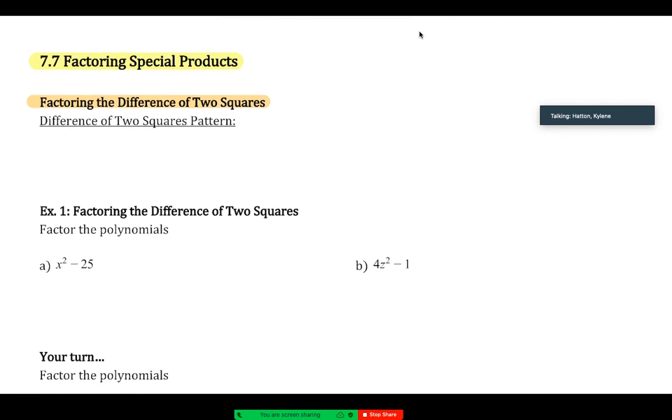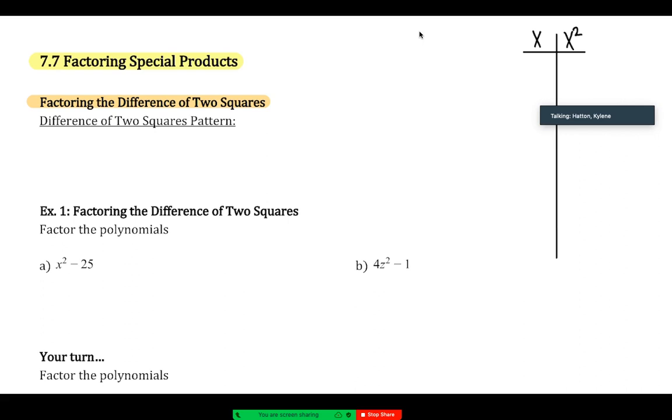So one thing that I want to talk about before we get into the actual pattern itself is to refresh some of our perfect squares. So I'm going to make a T-chart. On the left side of the T-chart, that's going to be our number, and on the right side is going to be our number squared. So you can just call it x and x squared.